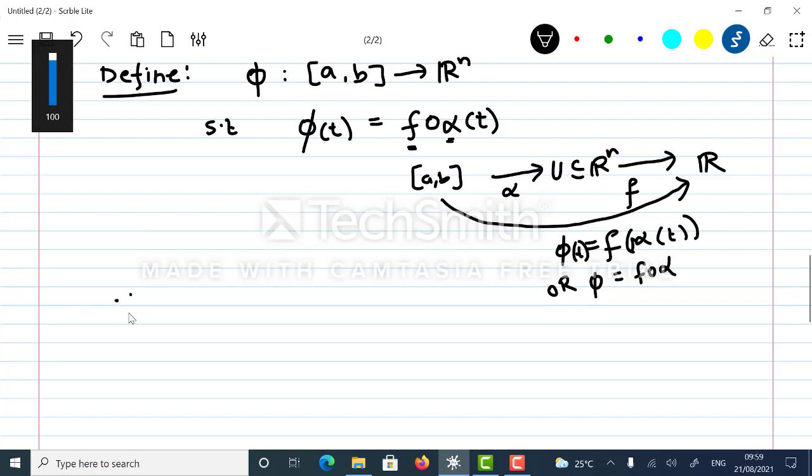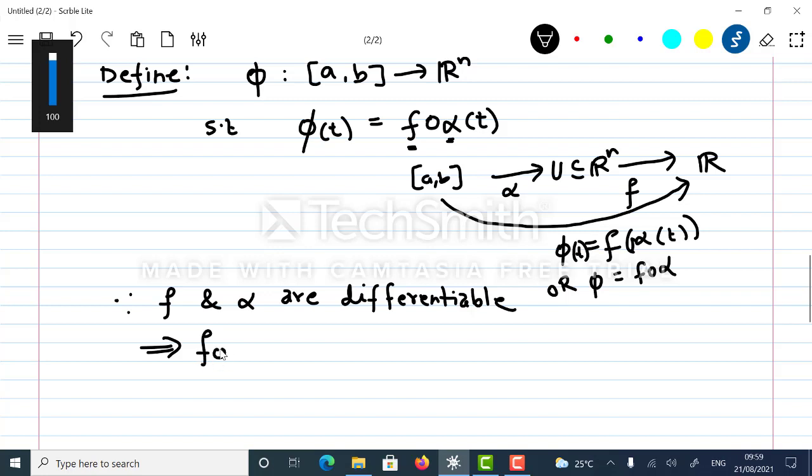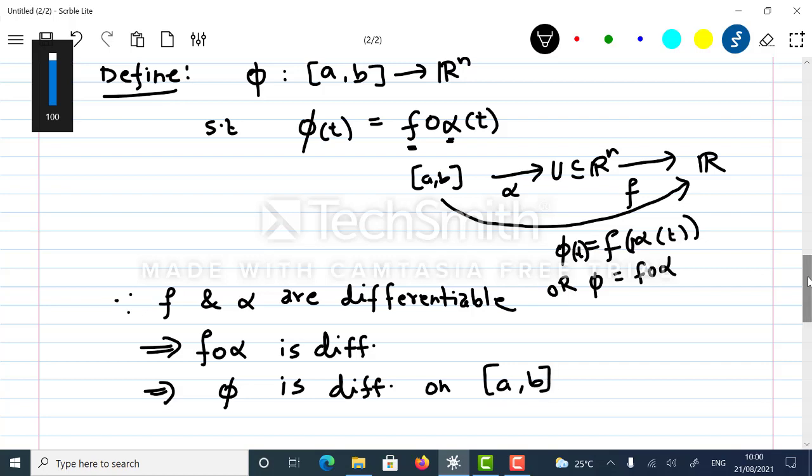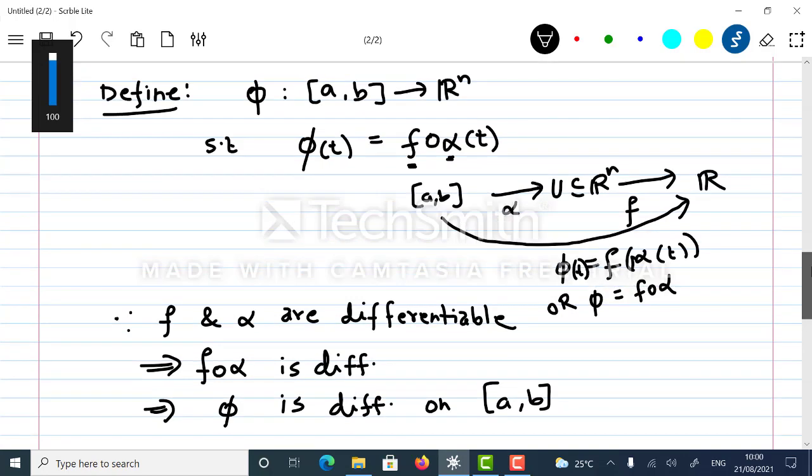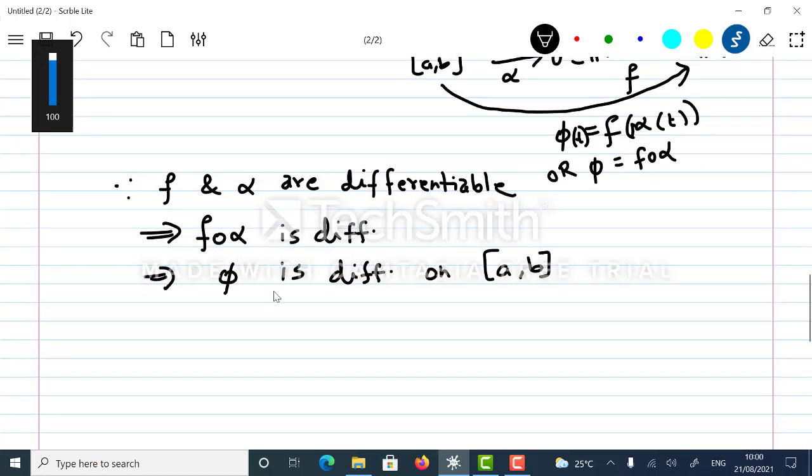So let us write this down. Since f and alpha are differentiable, this would imply f composed with alpha is differentiable. f composed with alpha is basically phi, so phi is differentiable on its domain. The domain of phi is the closed interval a comma b, so it's differentiable on the closed interval a comma b. So if it is differentiable, then I can definitely find the derivative of this.